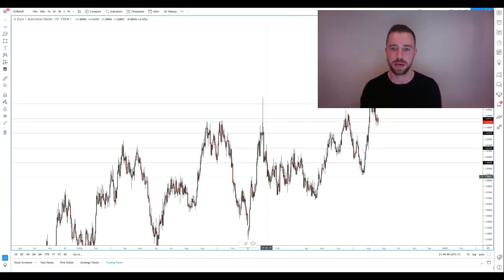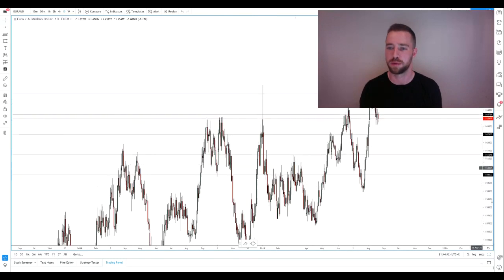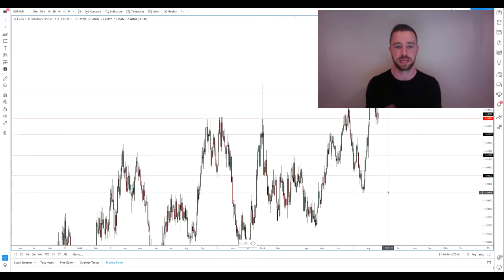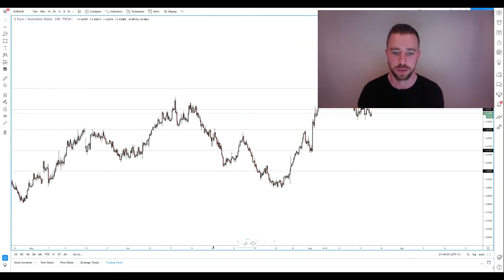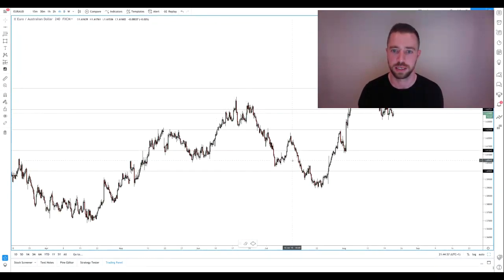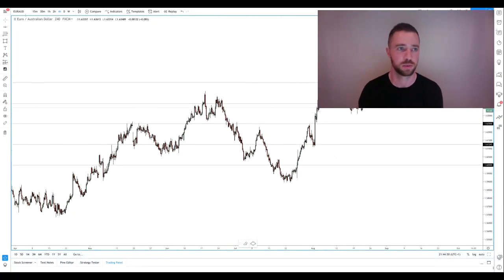So if we know that and we keep splitting up our monthly key level down to weekly, down to daily, and even 4 hour, we can see how price reacts strongly to these round figures, as you can see on the bigger picture. Then if we drop down to the 4 hour, we can also see how price reacts to these sorts of levels as well.